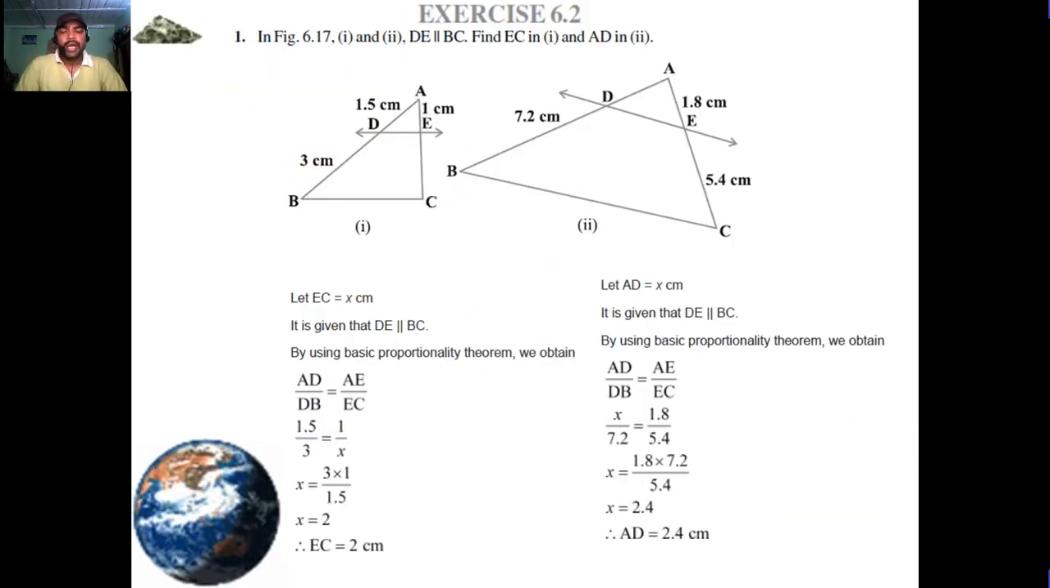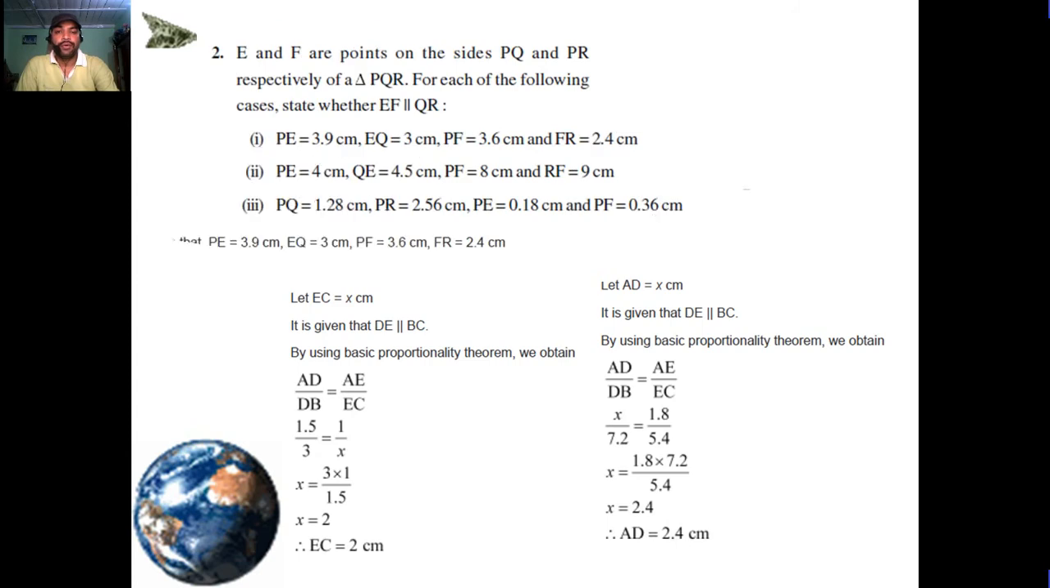Now, students, let's start exercise 6.2. In figure 6.17, first DE is parallel to BC, find EC in the first and AD in the second. So first, let EC be equal to x centimeter. Given that DE is parallel to BC, by using BPT, AD upon DB is equal to AE upon EC, we get EC equal to 2 centimeter. Similarly, in the second figure, AD is equal to x. Given that DE is parallel to BC, by using BPT, AD upon DB is equal to AE upon EC. Substituting all the values, we get AD is equal to 2.4.